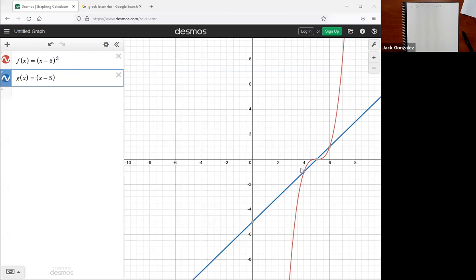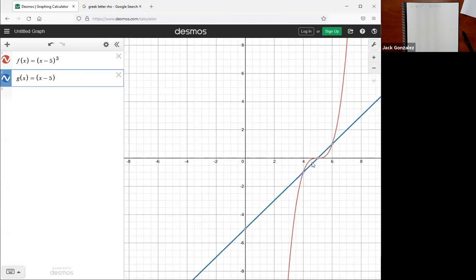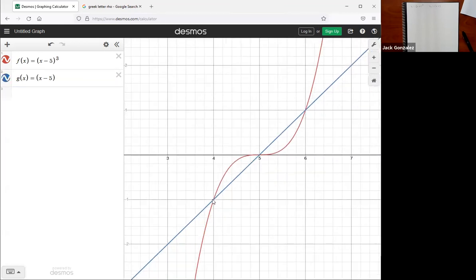Okay, so we're integrating two graphs, or this region in between. So it looks like we have to do two different integrals. So we have one integral from 4 to 5. The top is the red one, bottom is the blue, and then we have to make another integral from 5 to 6, where the blue is the top.